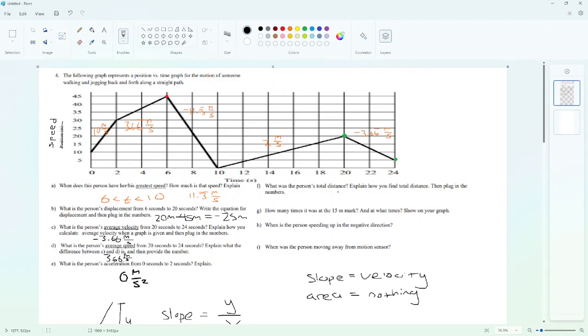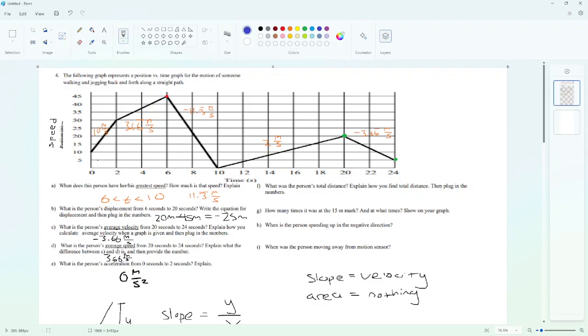What was the person's total distance? Explain how you find total distance. Then plug in the numbers. Okay. So the total distance is going to be very similar to total displacement, except the signs do not matter. So for displacement, what we would do is the difference between here and here, we would add, so this is positive 20.